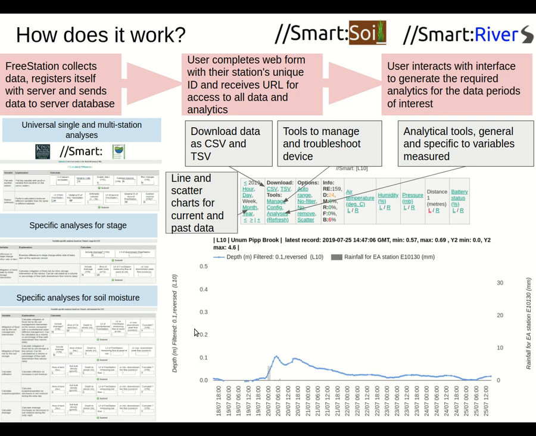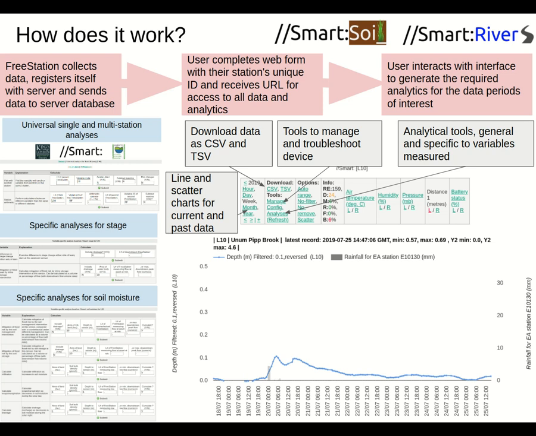How does it work? Well, first of all, you build a FreeStation according to the instructions that we provide, and buying the components from eBay, from the various sellers that are required. You plug in the battery, the FreeStation connects to our servers, registers itself, and starts to send data. You complete a web form with your station's unique identification that the server returns.